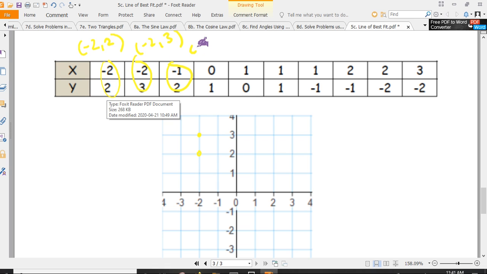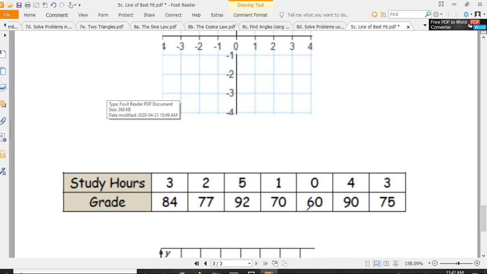Next point would be -1 and 2. -1 and 2. Yep. And just continue in this manner until you have all the points plotted. So this would be 0 and 1. 0 and 1. Okay, so if you keep going, eventually you have a bunch of dots, and then make sure to draw your line of best fit. And the second last one is done.